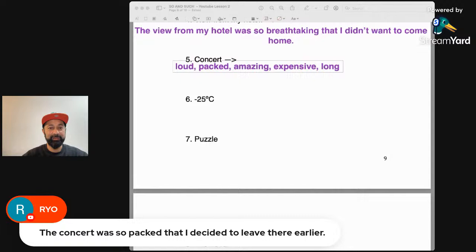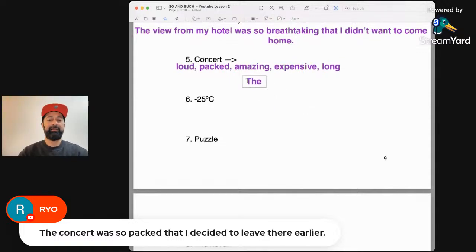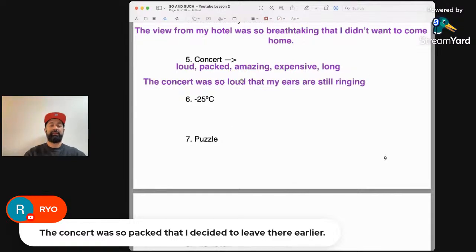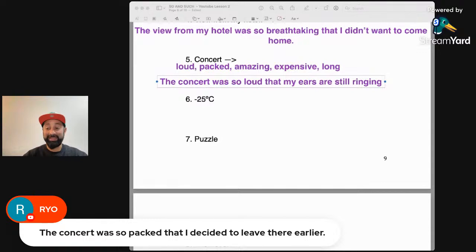One of my sentences is similar to what XYZ was going to say, and I think it's kind of an interesting sentence. The concert was so loud that my ears are still ringing. Okay, so this means that if you listen to something that's really loud, you have that kind of noise coming from your ear. In English, we call that a ringing in my ears, maybe a tone that you can still hear in your ears. So usually after you listen to something very, very loud.